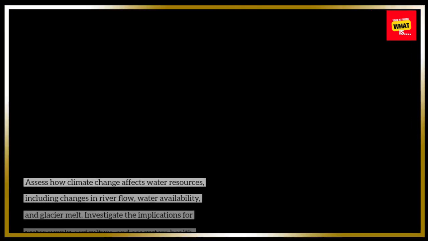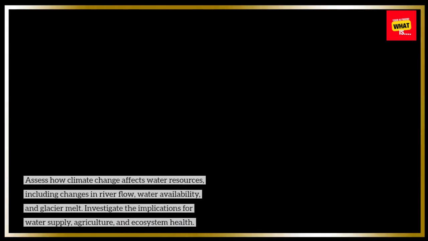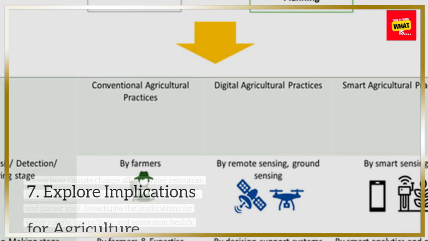6. Study impacts on water resources. Assess how climate change affects water resources, including changes in river flow, water availability, and glacier melt. Investigate the implications for water supply, agriculture, and ecosystem health.